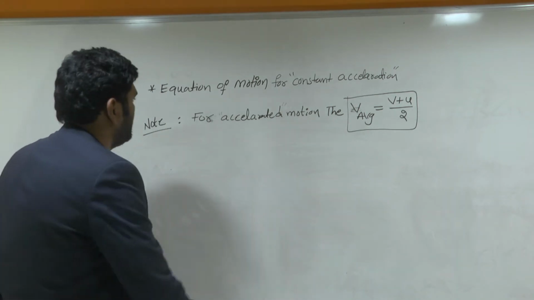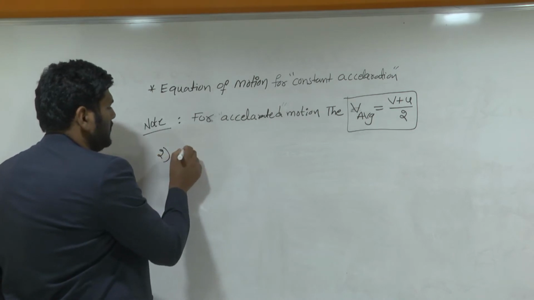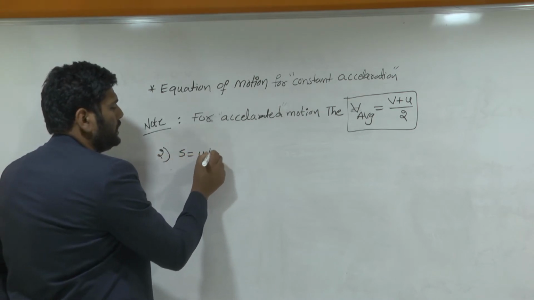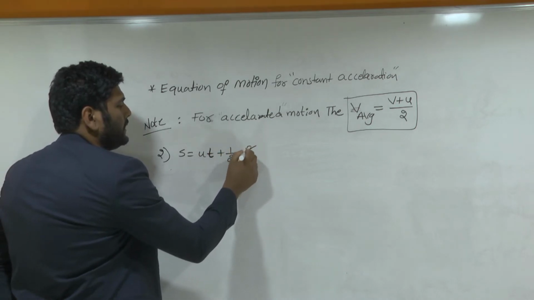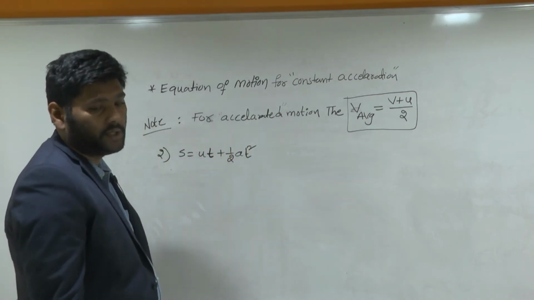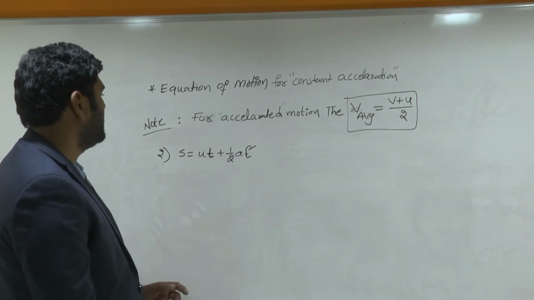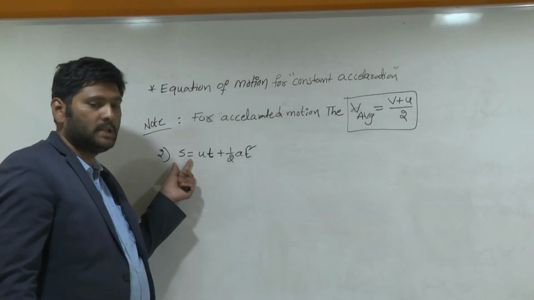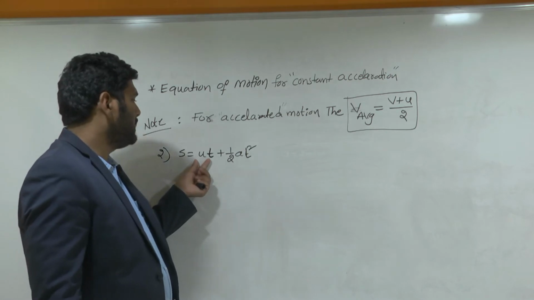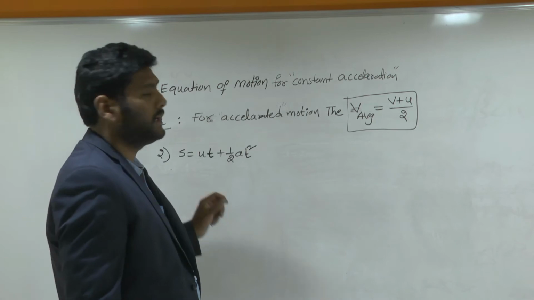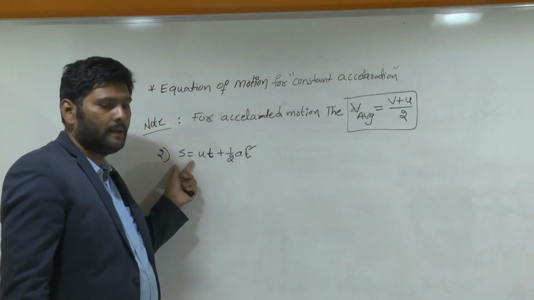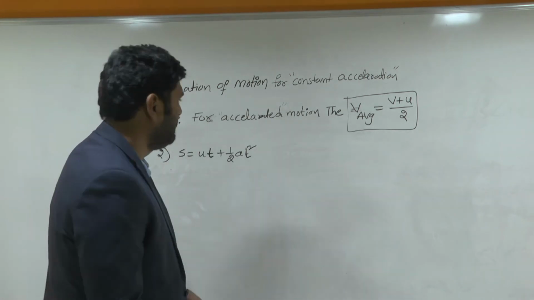Yeah, now let's start the second equation of motion. The second equation of motion is s is equal to ut plus half at square. This is your second equation of motion. In that, s means displacement, u is the initial velocity, a is the acceleration, t means time taken for getting this displacement. But how will you derive this formula?